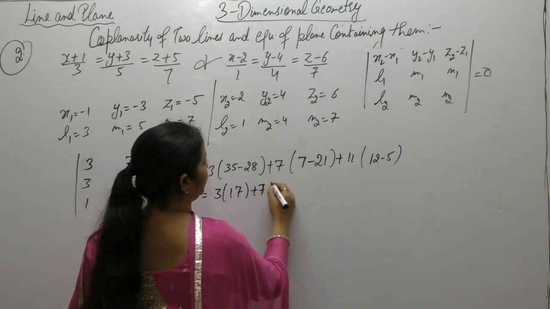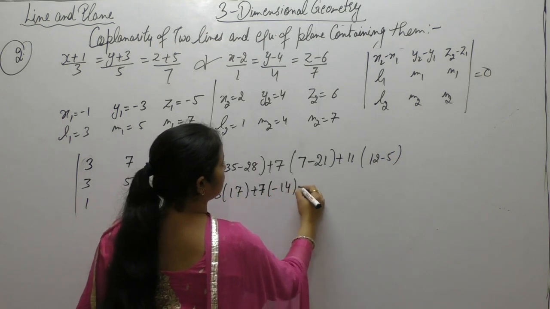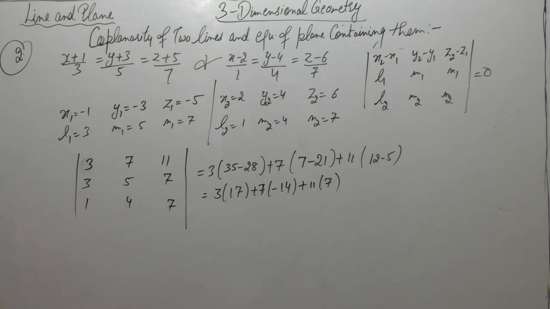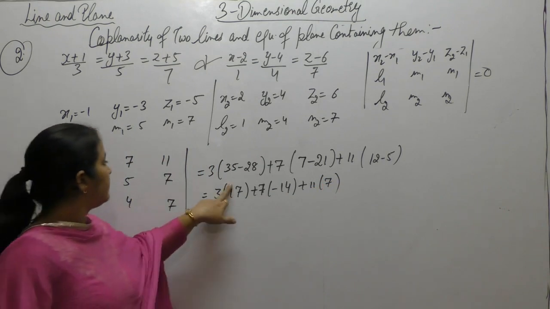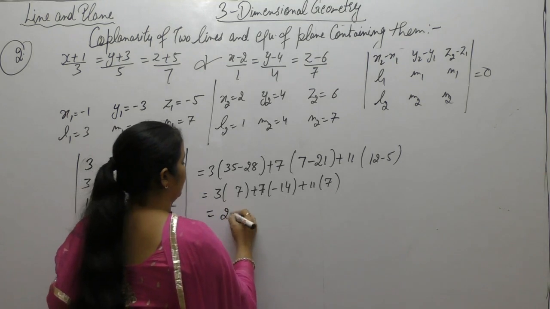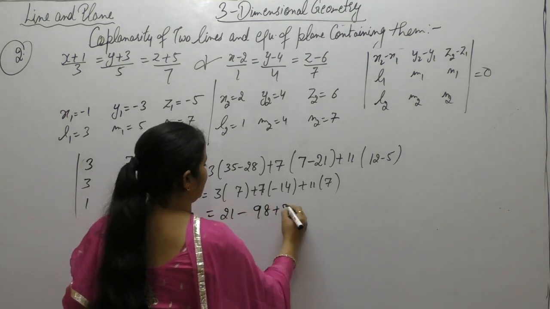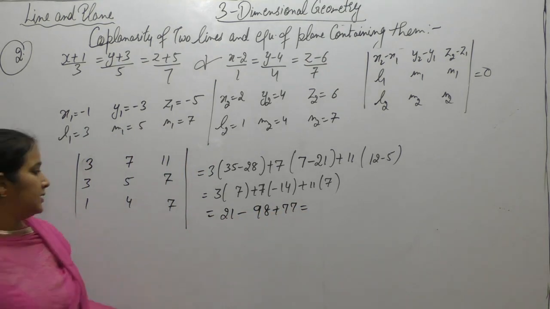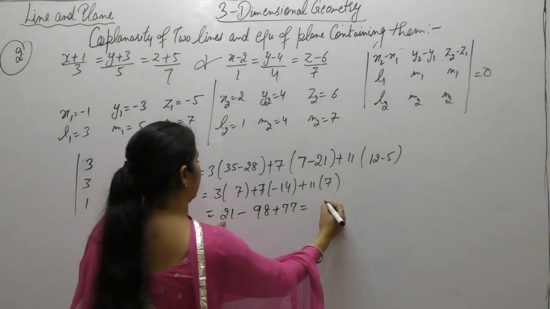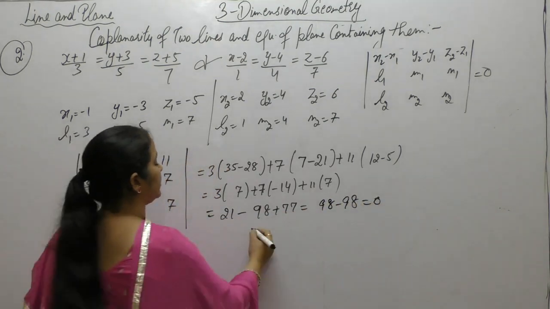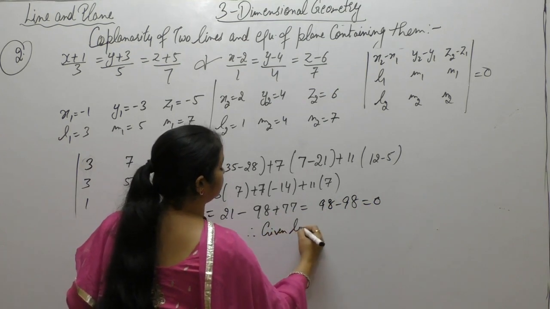So 3 into 7, 21, minus 98 plus 77. What did we get here? 77 plus 21 is 98, minus 98 is 0. Therefore the given lines are coplanar.